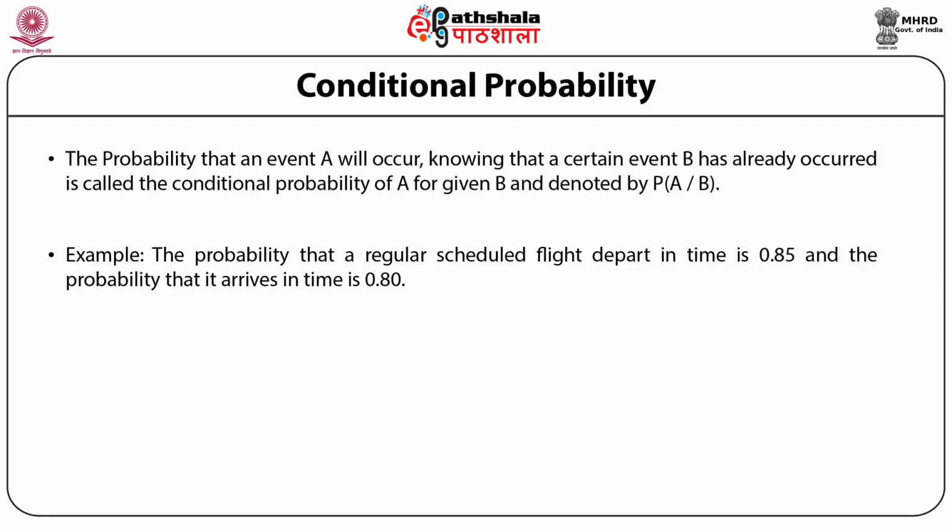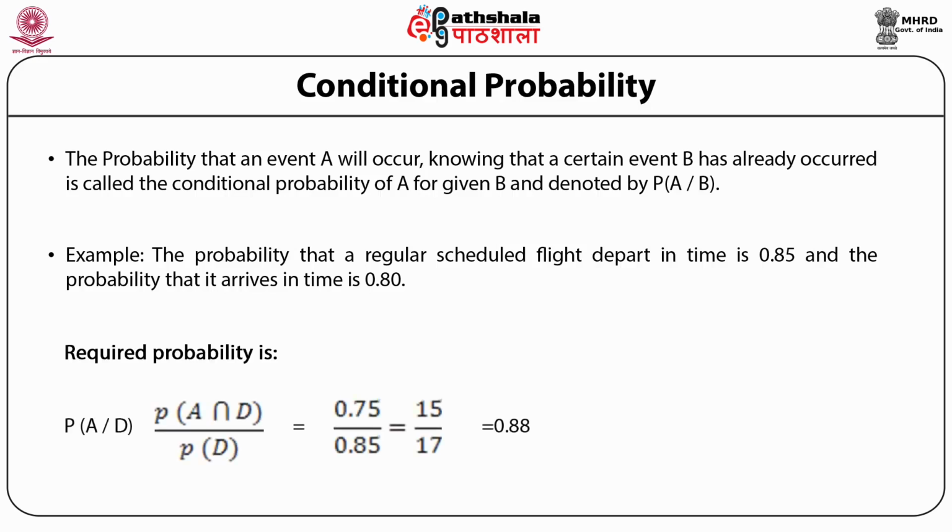So for the solution, we will take the event of departure, then the event of arrival, then the event of both. The probability that it departs on time is the probability of D, that is 0.85. The probability that it arrives on time is 0.80. The probability that it arrives and departs on time is 0.75.